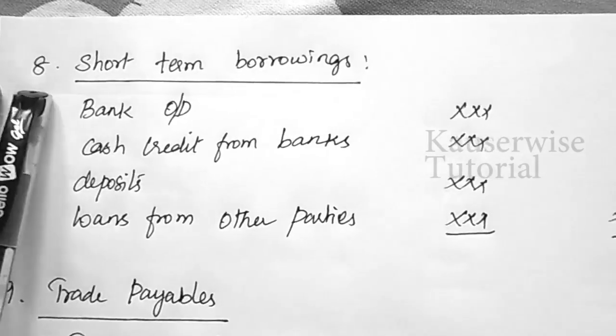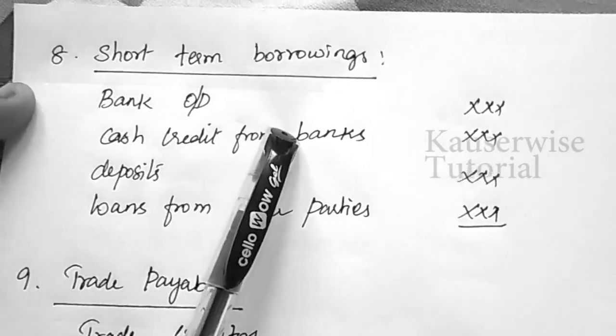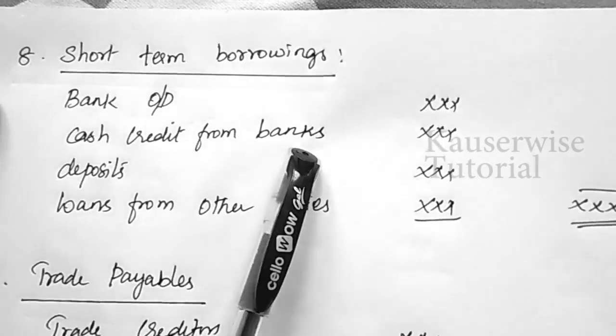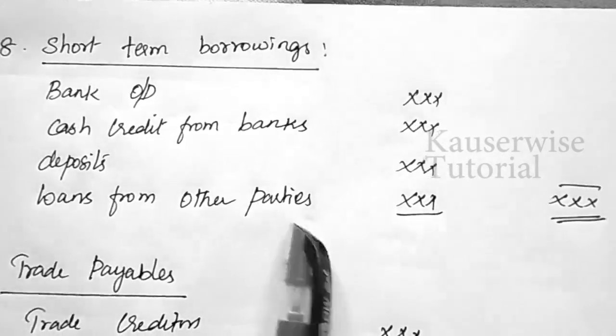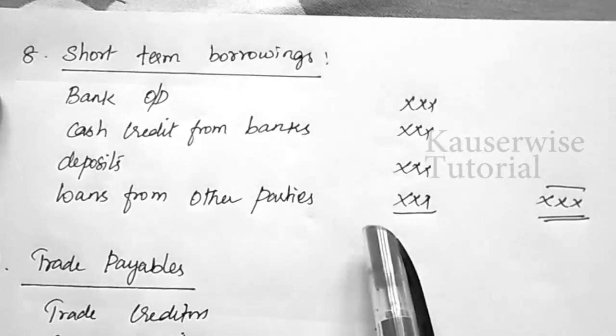Under working note number 8, short-term borrowings: bank overdraft. It is a short-term borrowing because you need to repay within 1 year. In the same way, cash credit from banks, deposits from the public, loan from other parties. So these are all short-term borrowings which you need to repay within 12 months.